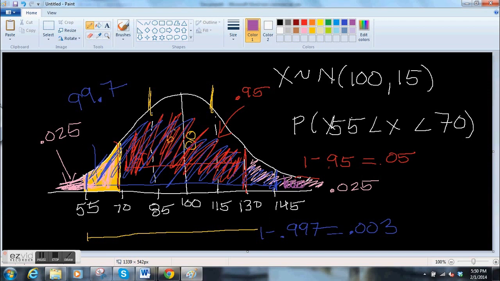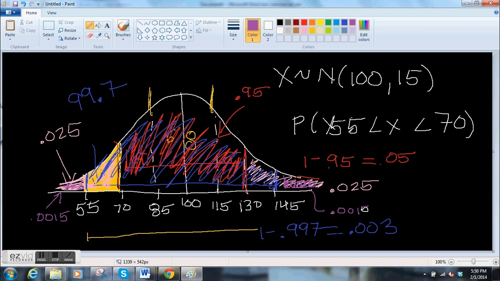This part is half of that, 0.0015. It went to white again. I don't know why it did that. And this little tail is 0.0015. This picture is a mess.